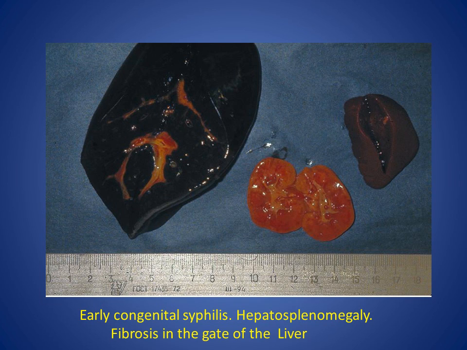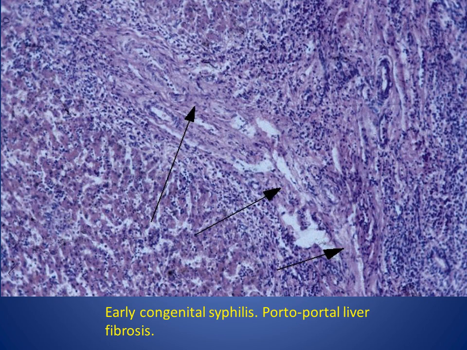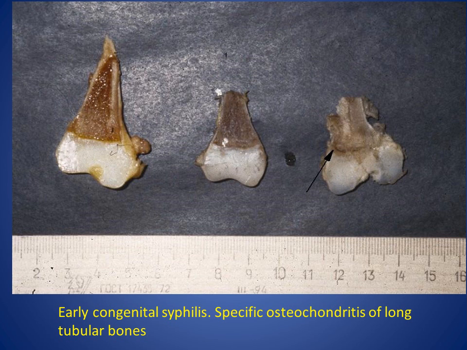On this slide you can see pathomorphologic changes, especially in early congenital syphilis: appearance of hepatosplenomegaly, fibrosis in the gate of the liver. On this slide you can see the portoportal liver fibrosis. On this slide you can see early congenital syphilis, specific osteochondritis of long tubular bones.